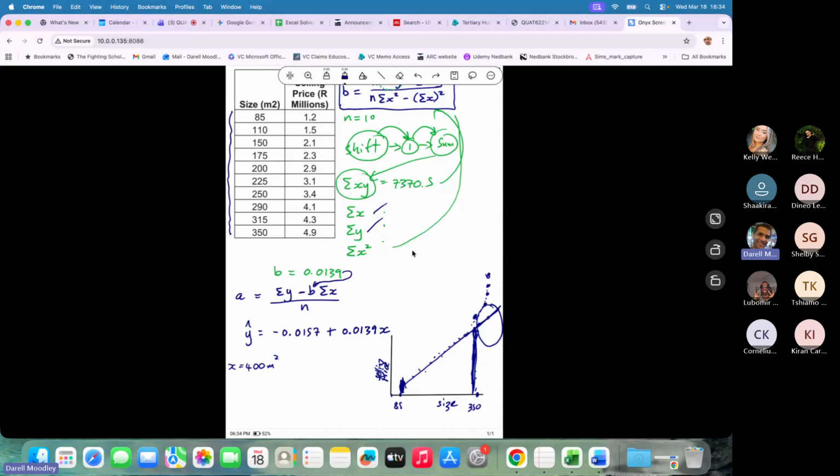So after we write the equation, we would say this equation is only valid for x values between 85 and 350. Now, this is how we write it mathematically. If you find this confusing, you don't have to do that. You can just state it in words. You can say for x between 85 and 350.